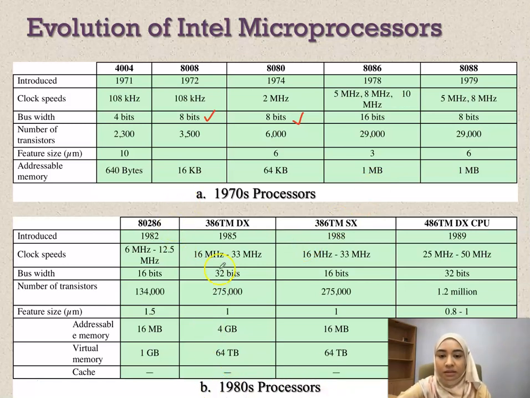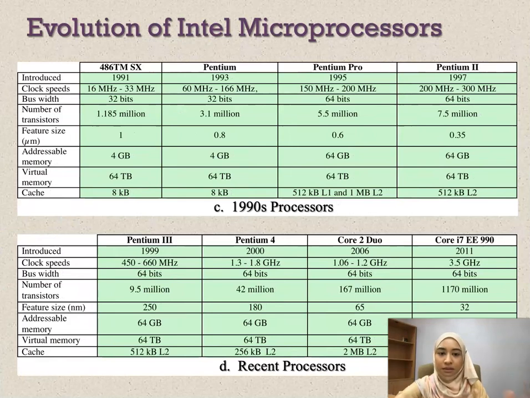And then the 1980s also introduced more processors, and from 5 megahertz they were doing 50 megahertz. From 8 bits they were introducing 32 bits, and then from 29,000 we now have millions, and then the size was getting much smaller, up to 1 micrometer, and the addressable memory has now become gigabytes. Amazing. Now we have 64 bits as well.